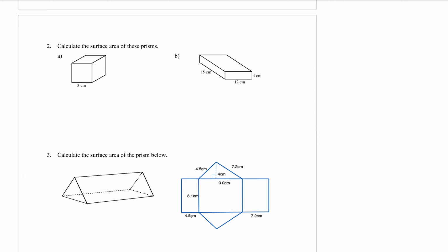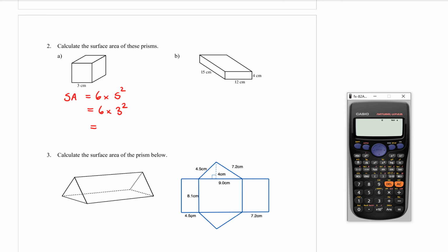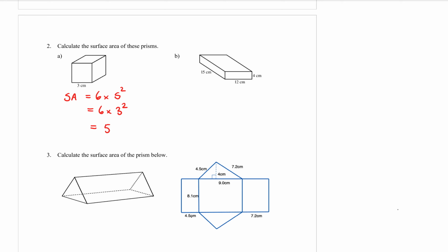So let's have a look at example 2. Calculate the surface area of these prisms. Now the first one is a cube. We have a formula for the surface area of a cube, and it is SA for surface area equals 6 lots of, or 6 times by s squared. And s is just the side length, which in this case is 3. So it's 6 times by 3 squared, and we can calculate that on our calculator as 54 centimeters squared. It's still squared because it's still area.